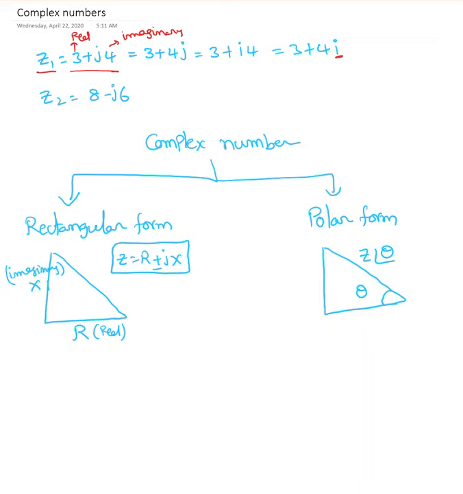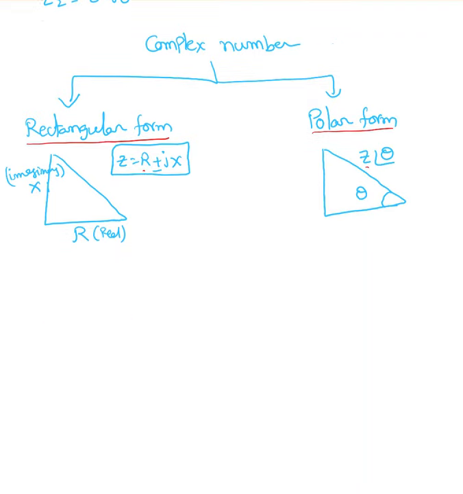Now, any complex number we can represent in two formats. One is rectangular form. In rectangular form, you will end up with a real part and an imaginary part, plus or minus jx. And the second one is polar form. In polar form, you will have magnitude and phase angle. Now we're going to see how to convert rectangular form to polar form.